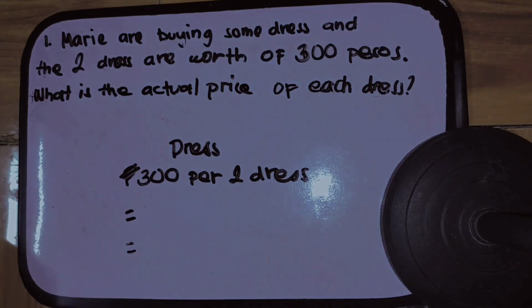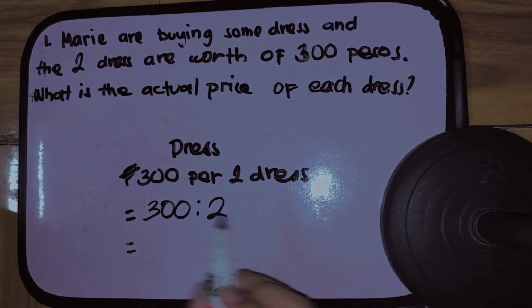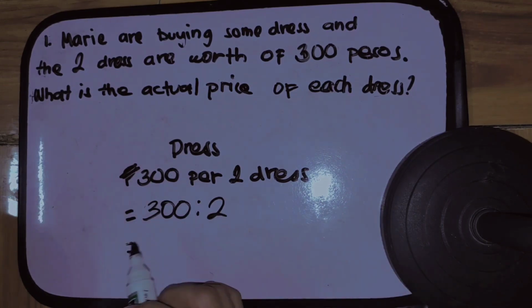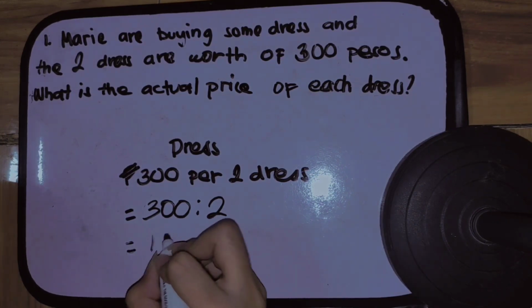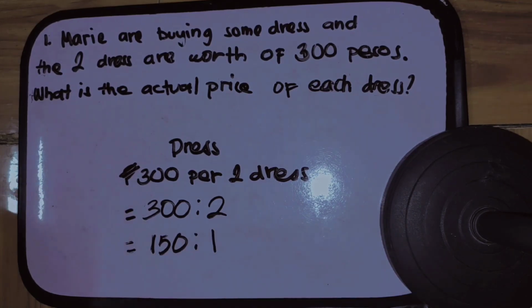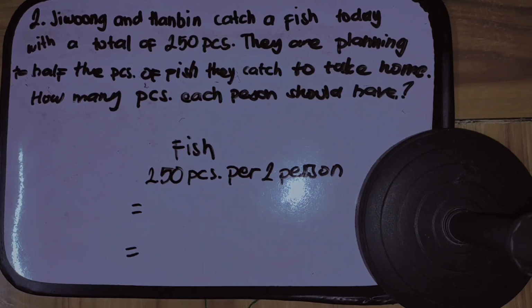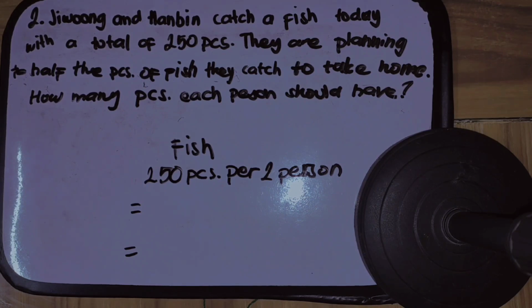So, 300 pesos per 2 dresses. So, alam natin kung magkano ang dress. So, kalahati lang ng 300. So, 150. 150 per 1 dress. And for our activity number 2, Jiwang and Hanbin caught fish today with a total of 250 pieces. They are planning to take the pieces of fish they caught home. How many pieces should each person have?